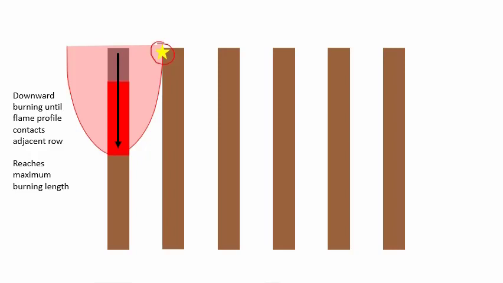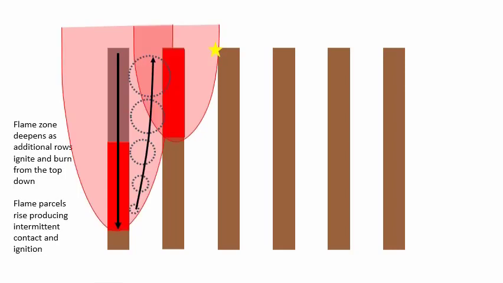And so what we're seeing here is downward spread of the flame, the expansion of the flame profile, and you get contact, literally just intermittent flame contact with the adjacent row, and it ignites there. And then that one spreads down the spindle until it gets wide enough to cross, right? And then you get an ignition at the top.